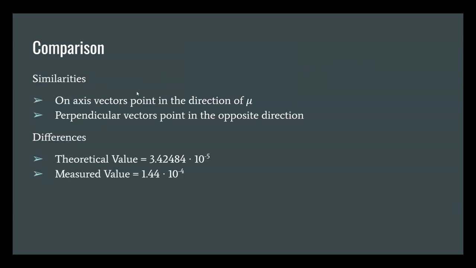So comparison between these. The similarities we got is that the on-axis vectors point in the direction of mu, and the perpendicular vectors point in the opposite direction. The differences between these, the theoretical value was 3.42484 times 10 to the negative 5, whereas the measured value we got doing our experiment was 1.44 times 10 to the negative 4th.